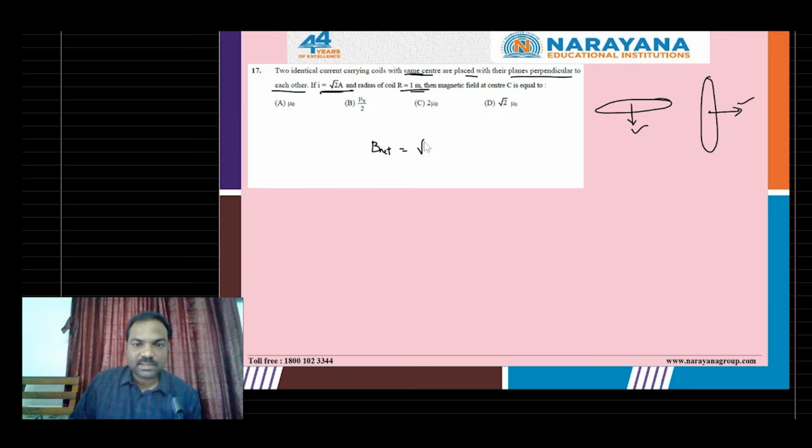Net field at the center is root of B1 square plus B2 square, and we know that both are identical coils, so both the magnetic fields will be same, so I can write root 2 times of B. Then the net magnetic field value is equal to root 2 times the magnetic field due to one coil, which is mu naught I by 2R.